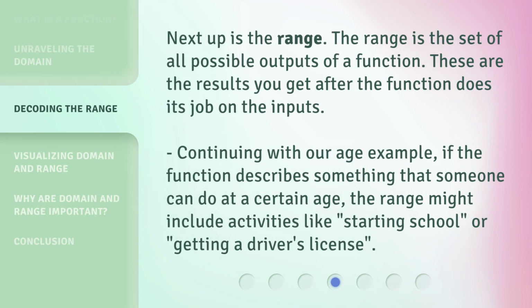Next up is the range. The range is the set of all possible outputs of a function. These are the results you get after the function does its job on the inputs. Continuing with our age example, if the function describes something that someone can do at a certain age, the range might include activities like starting school or getting a driver's license.